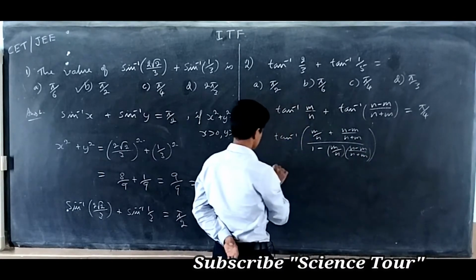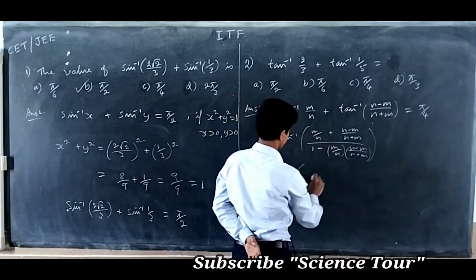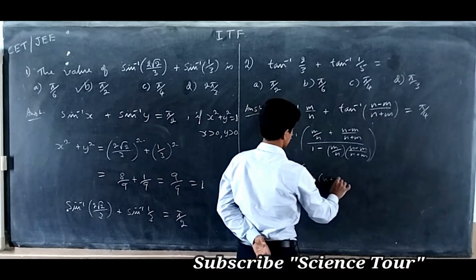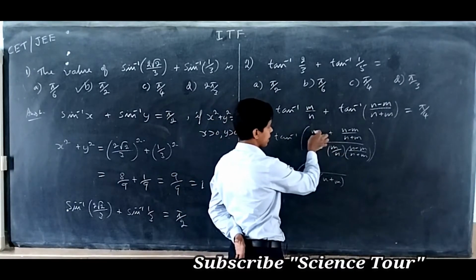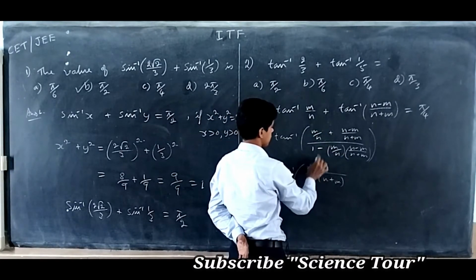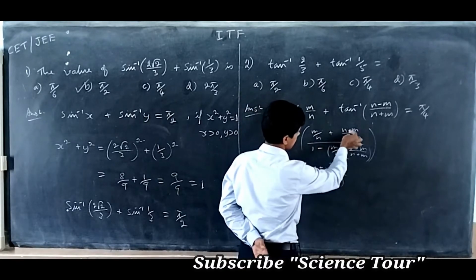Okay, so let me continue this. So this is n into n plus m is the LCM. So this must be multiplied here. So I will multiply straight away mn and m square, and this n must be multiplied.